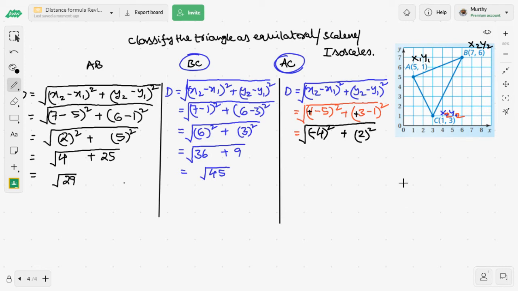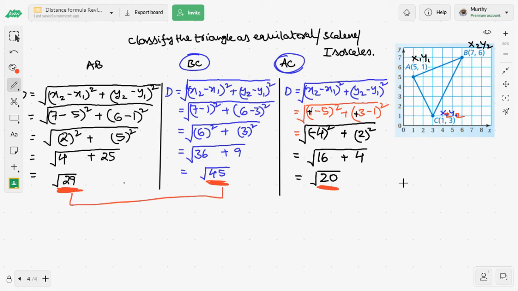So negative 4 square, which means negative 4 times negative 4, that is positive 16. 2 square, 2 times 2, that is 4. 16 plus 4, that is square root of 20. In fact, you need not convert them into any decimals. Now, if I compare all these three values, square root of 29, square root of 45, and square root of 20, I see that all these values are different. None of them are equal, right? So if all the three sides are different, you know that this is going to be a scalene triangle.